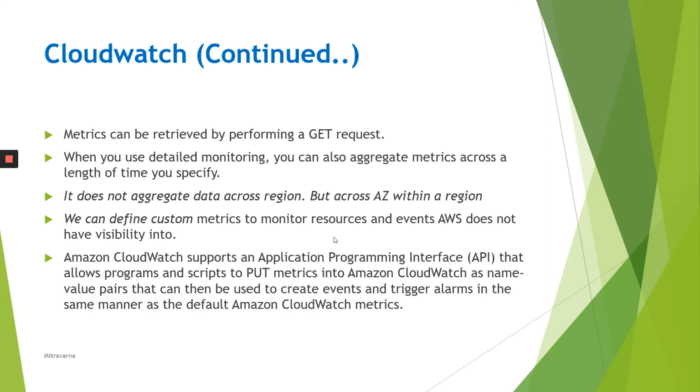Metrics can be retrieved by performing a GET request. I hope you all know what a GET request means. In HTTP, when the HTTP session is going on, we can do a GET request, PUT request, and write, erase, delete, all the stuff we can do, right? So metrics can be retrieved by performing a GET request. When you use detailed monitoring, you can also aggregate metrics across the length of time you specify. We already saw this in the previous slide. It does not aggregate data across regions, but across availability zones within a region.